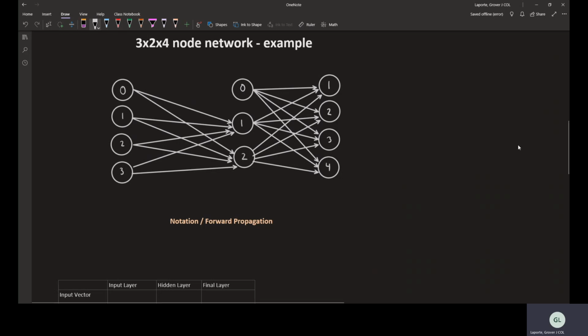So before I get started, let's go ahead and label. So this is my input layer. So these are layers of your network. This is my hidden layer. And this is my output layer.